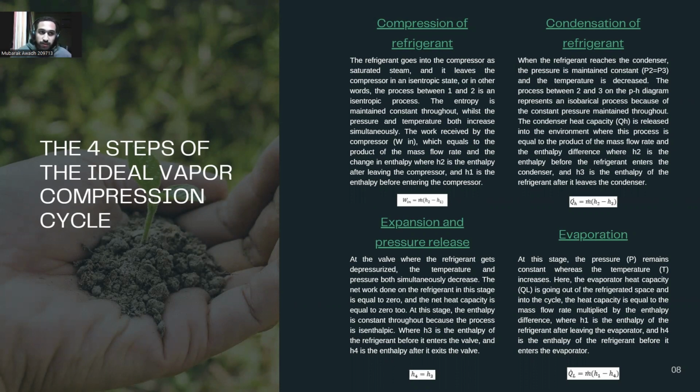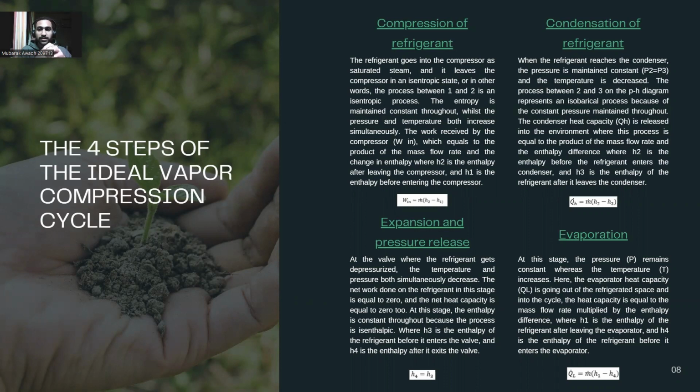So the second stage is the condensation of the refrigerant. When the refrigerant reaches the condenser, the pressure is maintained constant. So P2 equals P3, and the temperature is decreased. The process between 2 and 3 on the PH diagram represents an isobaric process because of the constant pressure maintained throughout.